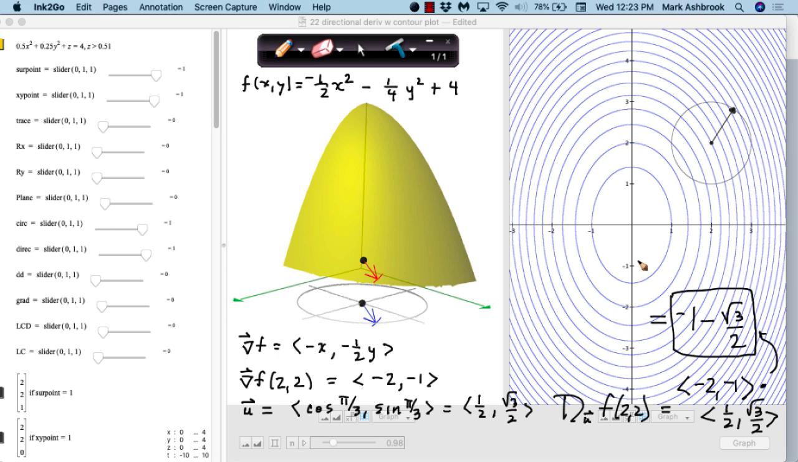Okay, let's see. Jorge. I said z changes by -1 minus root 3 over 2 in the direction of pi over 3. That's dz, that's how much z changes? That value? That's what I thought. Okay.